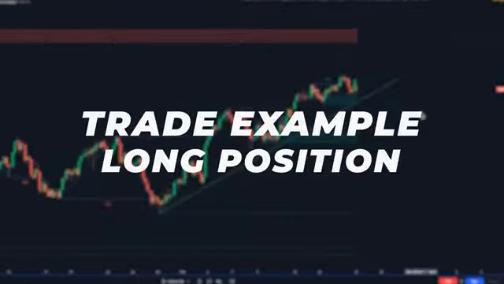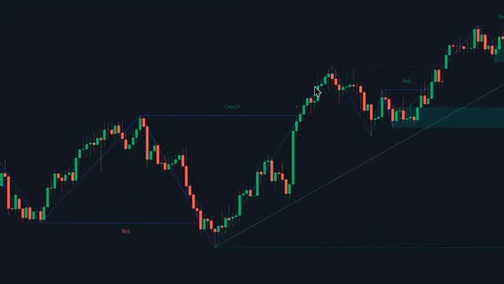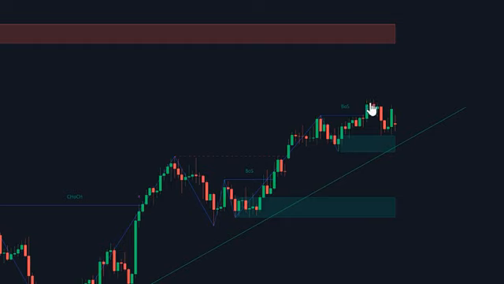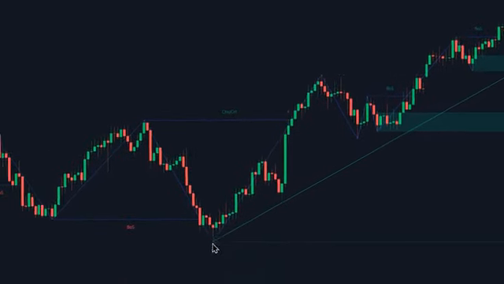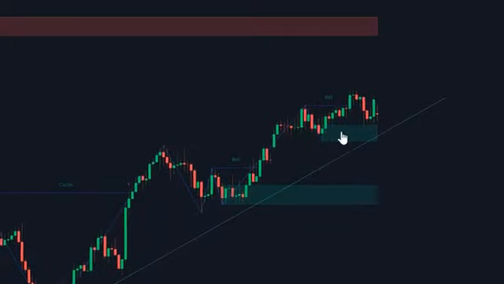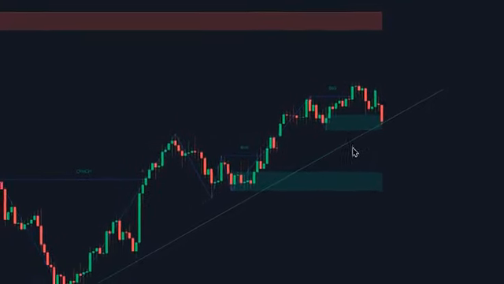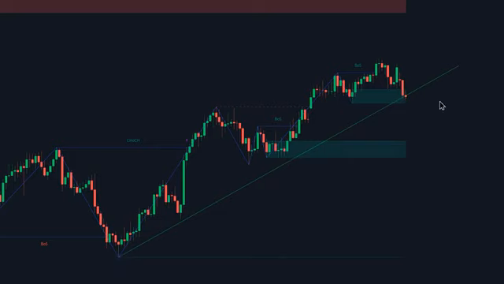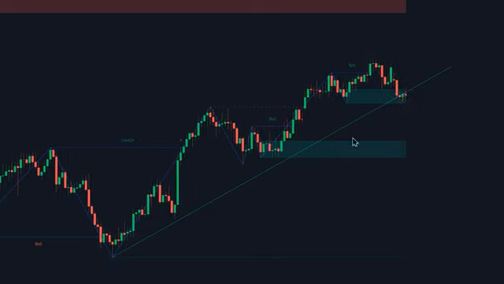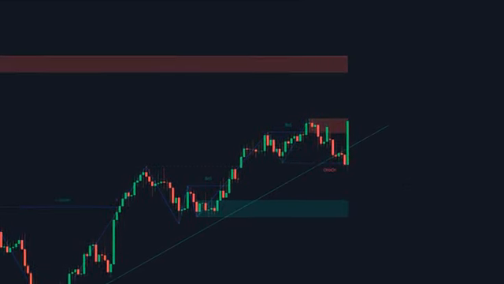So here's an example of a long trade. Suppose we're observing an uptrend, as indicated by higher highs and higher lows on the zigzag. The price has just completed a liquidity sweep by taking out a previous low and is now approaching a bullish order block. Additionally, the price is now nearing an upward trend line that has been respected multiple times. This convergence of factors, the uptrend, the liquidity sweep, the bullish order block, and a supportive trend line, provides a high probability setup for a long trade.